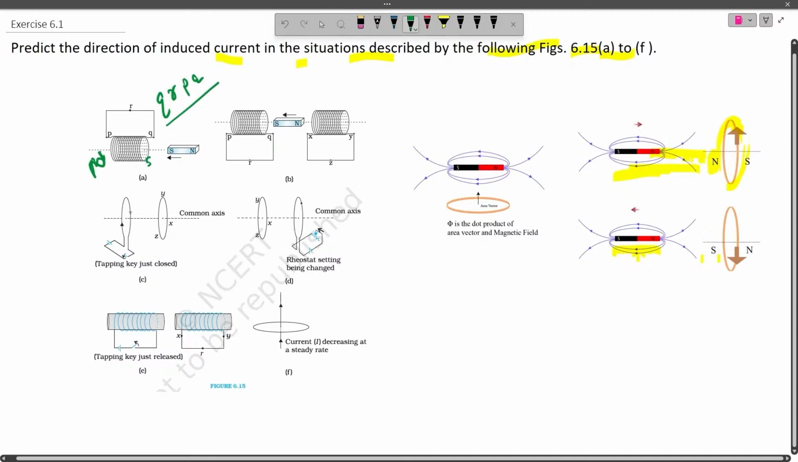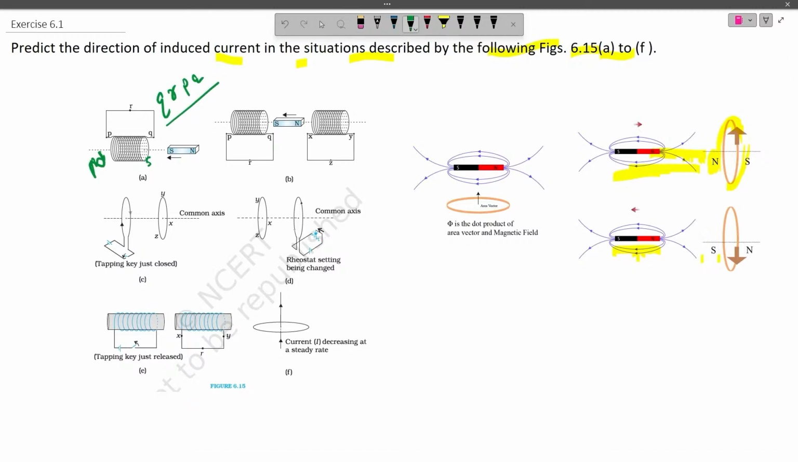Similarly, in this figure, we see that the south pole is moving towards the Q point. So again, the induced current will be produced such that a south pole gets created over here, and a north pole gets created over here. So from the right hand thumb rule, the current will flow from PRQ.